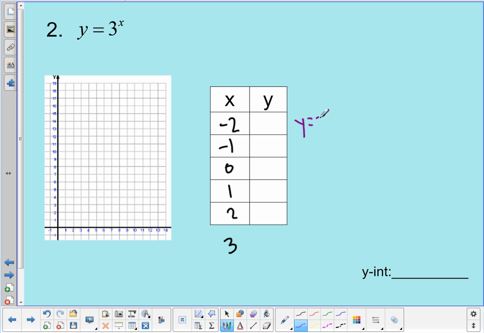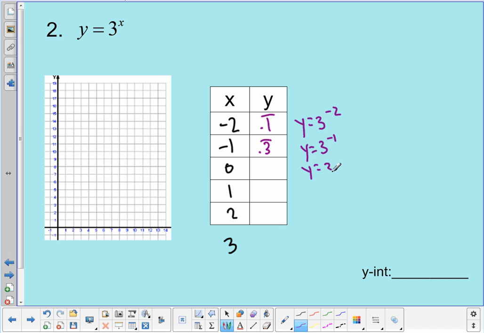y is equal to 3 to the negative second power, and I get 1/9 or 0.1 repeating. Some of your calculators may tell you that as a fraction is 1/9. So then y equals 3 to the negative first was 1/3 or 0.3 repeating. Remember that that line over the top of a number is called a repetend. It just means that that number repeats forever and ever.